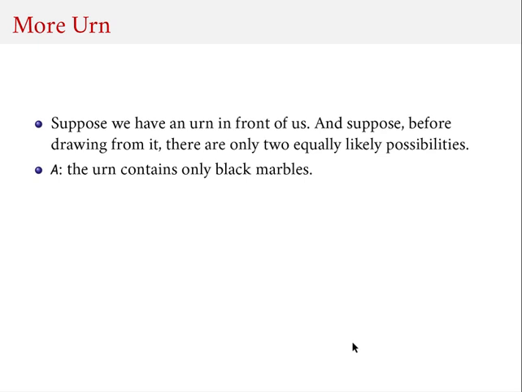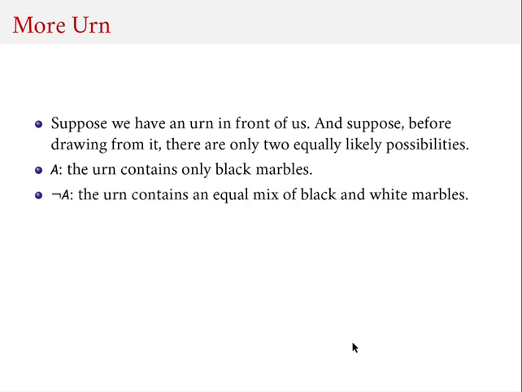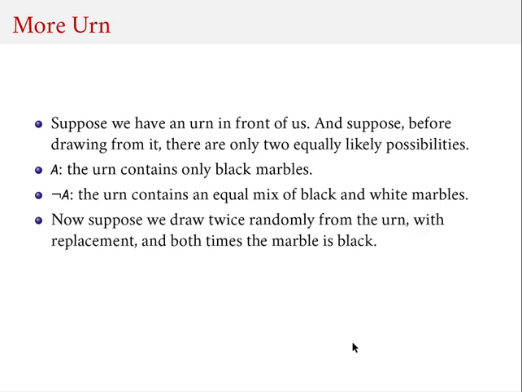Hypothesis A is that the urn contains only black marbles. So all of the marbles in A are black. And not A, or the other hypothesis, is that the urn contains an equal mix of black and white marbles. Now suppose we draw twice randomly from the urn with replacement, and both times the marble is black.